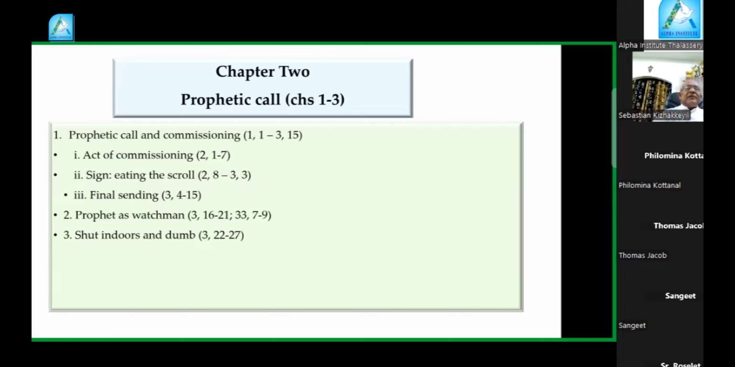Just understand that God's presence is there. It's presented in apocalyptic terms. And once he saw this vision, the prophet fell down. He fell down, then he's asked to get up. Then comes the act of commissioning. The act of commissioning is taking place. He's asked to become a prophet.